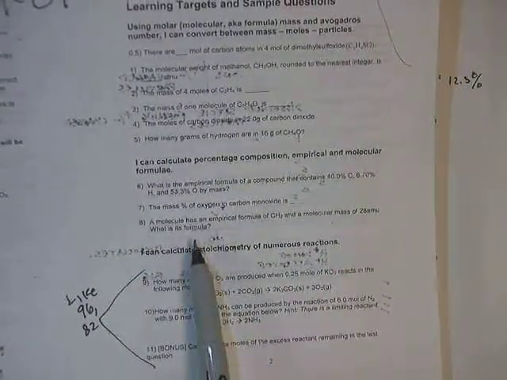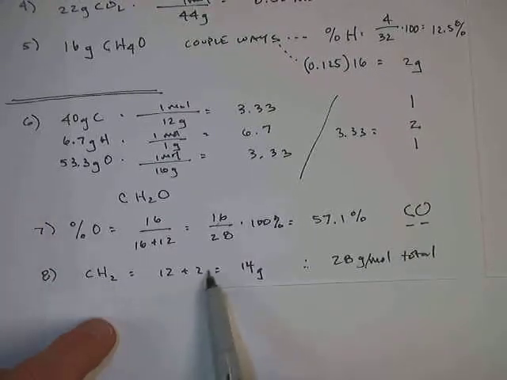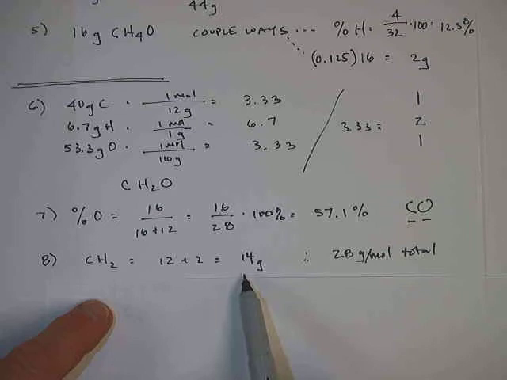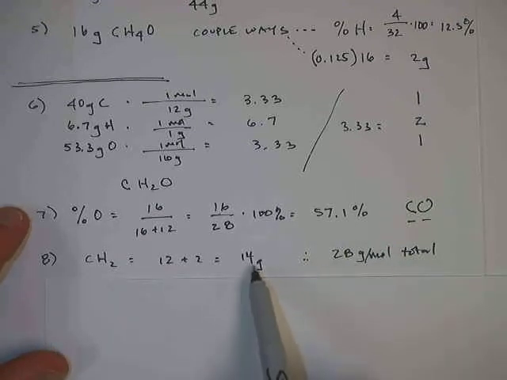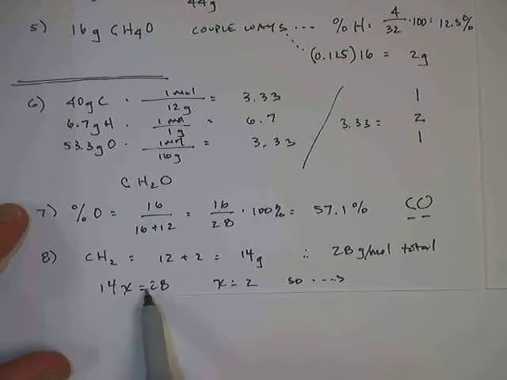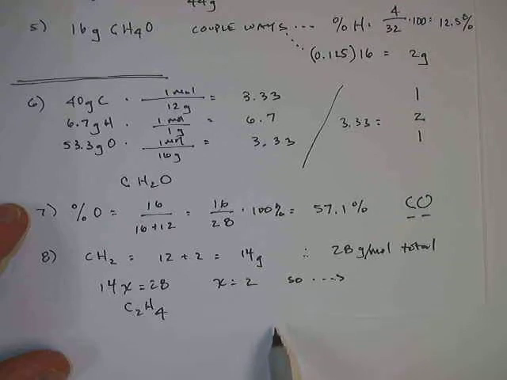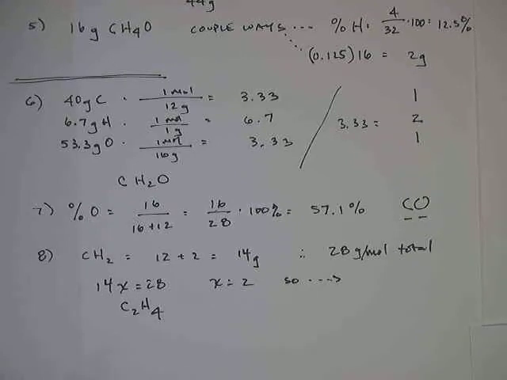Then number 8, CH2, molecular mass of 28. What is its formula? So if we know that CH2, when we add it up on the periodic table, is 14 grams, and the molecular mass is 28 grams total, something times 14 has to equal 28. So I wrote it as 14x equals 28, x equals 2, so that means I need to double each of the subscripts. So it becomes C2H4 as the molecular formula for that.